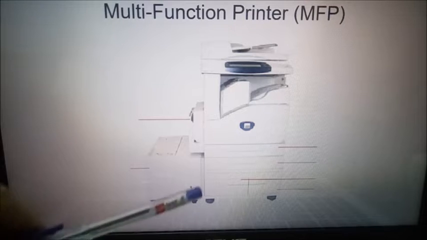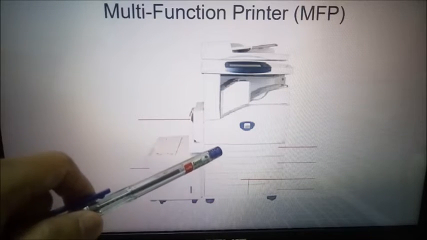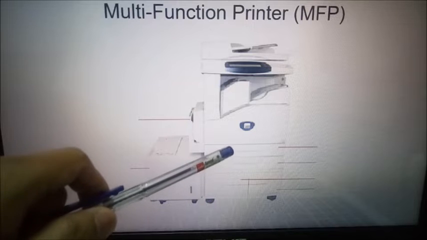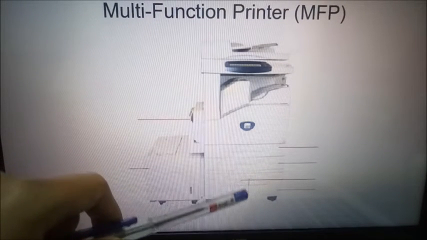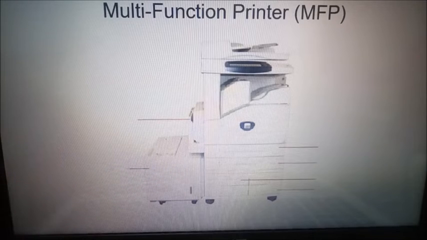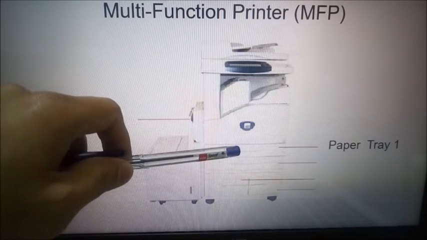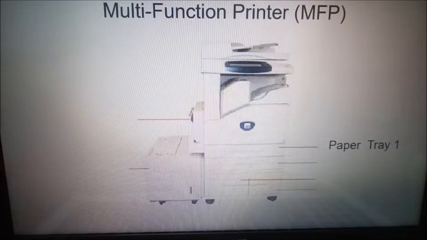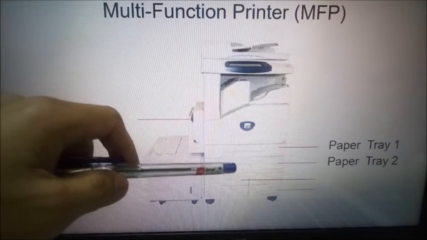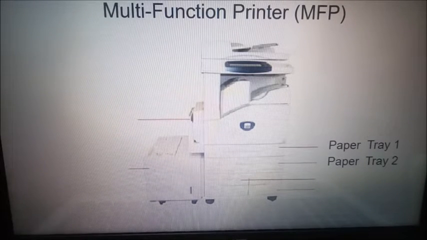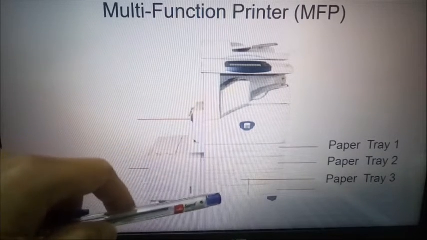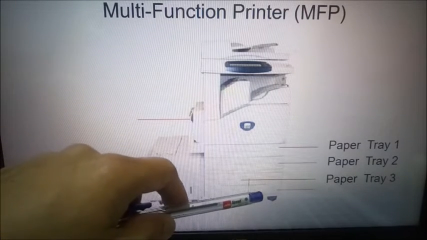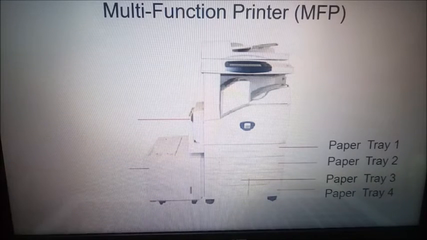Here are the paper trays in the picture. These are the paper trays which have a red line. Number one is called paper tray 1, and the next is paper tray 2. Below paper tray 1 is paper tray 2. Next is paper tray number 3, and then the lower part is paper tray number 4.